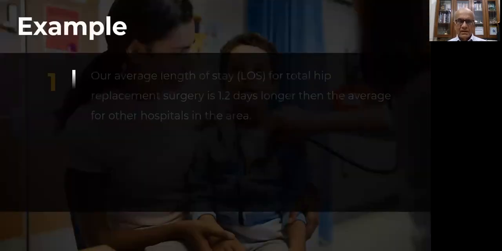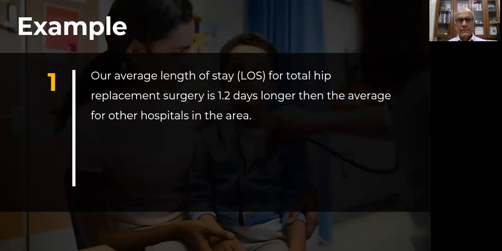Let's take an example. Our average length of stay for total hip replacement surgery is 1.2 days longer than the average for other hospitals in the area. Is this a specific problem?